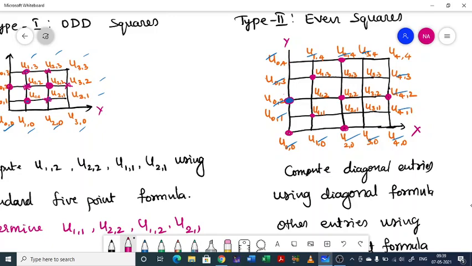The remaining entries, the non-diagonal entries of this square, u1 comma 2, u2 comma 3, u3 comma 2, u2 comma 1. For these values, you have to use again the standard 5-point formula. Suppose we need to determine u2 comma 1. Then you have to take the average of u1 comma 1, u2 comma 2, u3 comma 1 and u2 comma 0. So that will give you u2 comma 1. Similarly for u1 comma 2, average of u0 comma 2, 1 comma 3, 2 comma 2, 1 comma 1. So similarly u2 comma 3, u3 comma 2. So finally that will give you the solution.